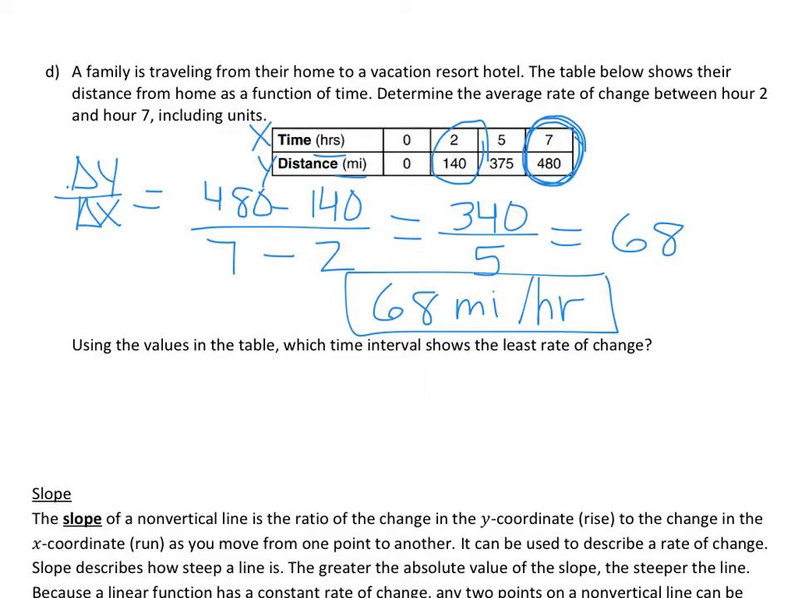Using the values in the table, which time interval shows the least rate of change? Well, we already know the rate of change from 2 to 7 here, but which one would show the least rate of change? Let's look at our interval from 0 to 2. Let's do that one first. So using our change in y over change in x for all of these, from 0 to 2, our change in y values would be 140 minus 0 and 2 minus 0 for our x. We would get 140 over 2, which equals 70.